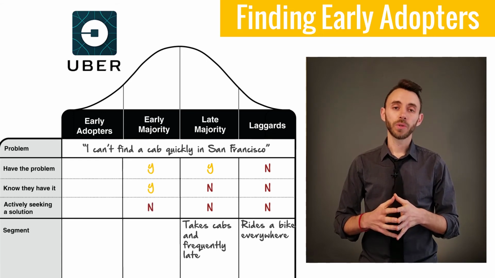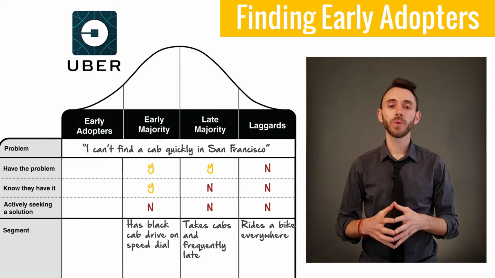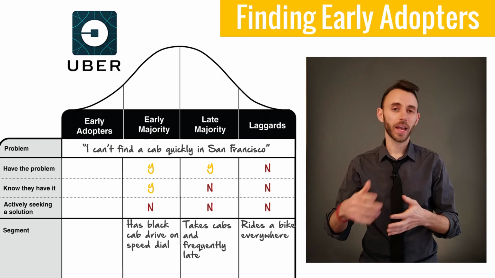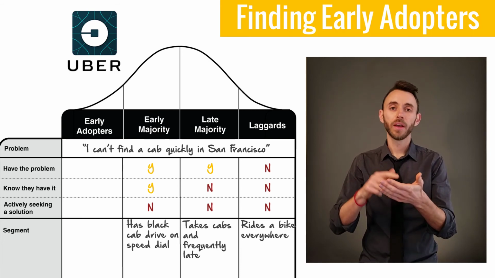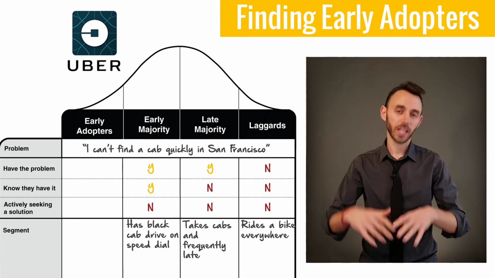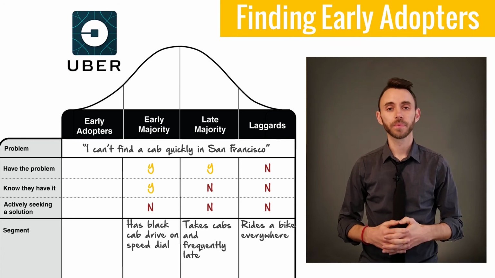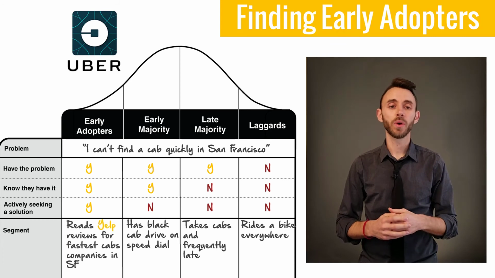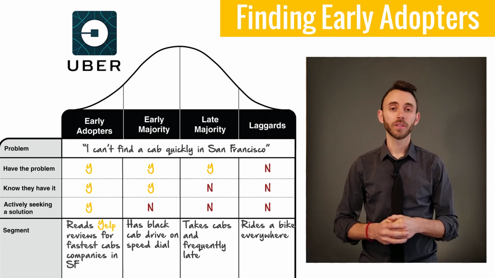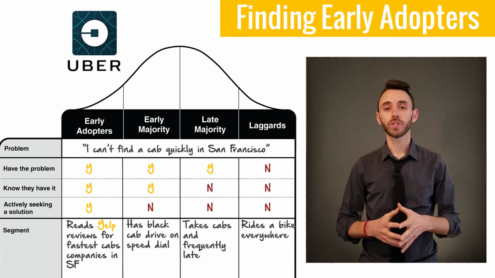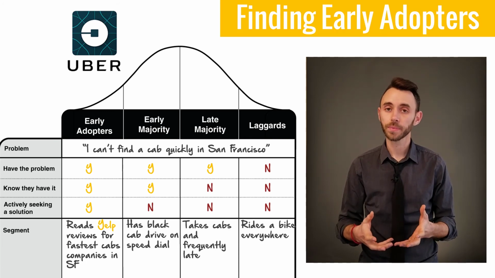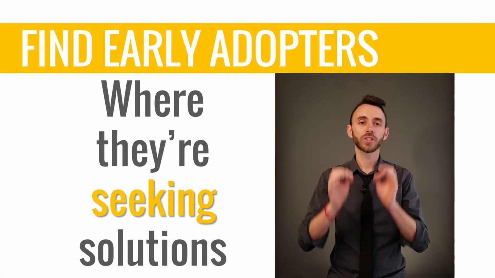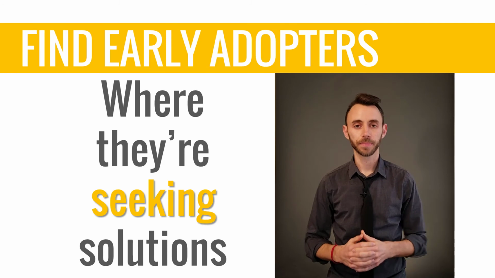An early majority, someone who has the problem and knows they have the problem, maybe this is someone who has a black cab service on speed dial. They don't want to use regular cabs because they're too slow, but they're black cab. They'll pay the extra price, and they're satisfied with that solution, and it's good enough for now. But the early adopter, the person who's actively seeking a solution, this is someone who maybe is reading reviews on Yelp to find the fastest cab service in San Francisco. Or maybe they're leaving reviews. Again, we use their solution-seeking behavior to tell us where to find their early adopters.